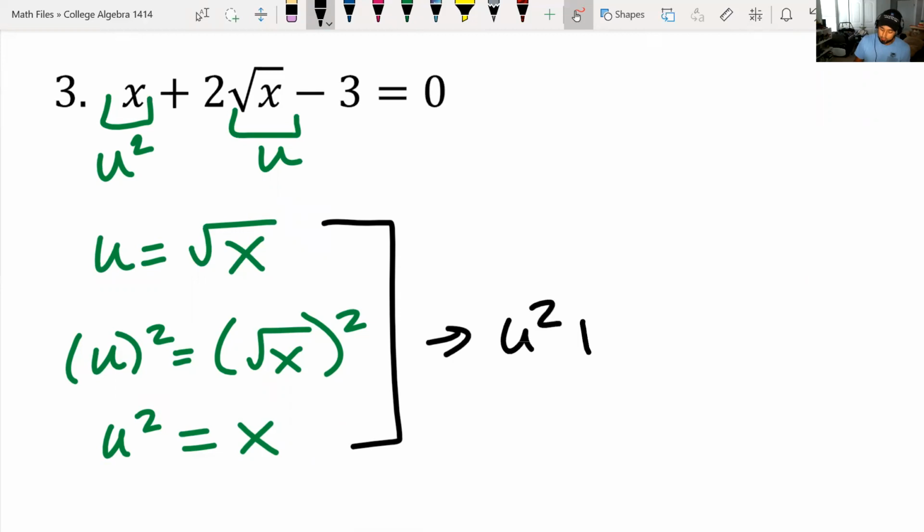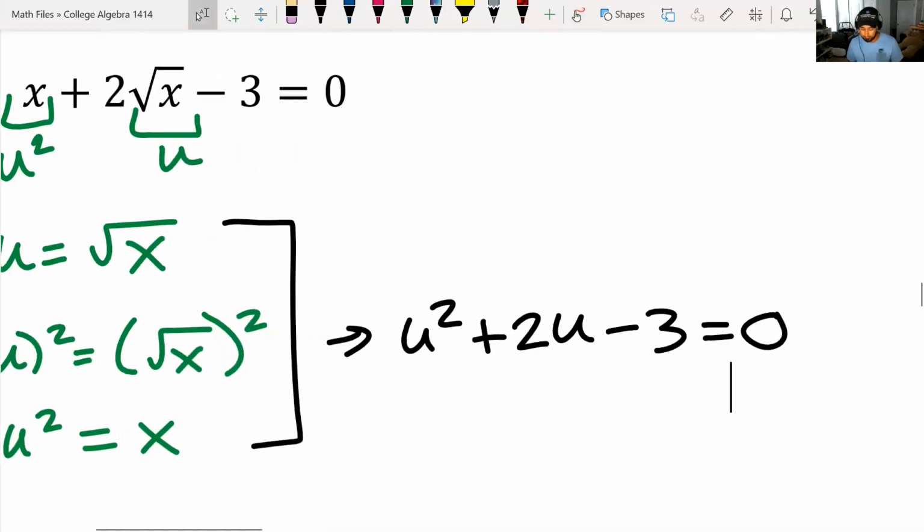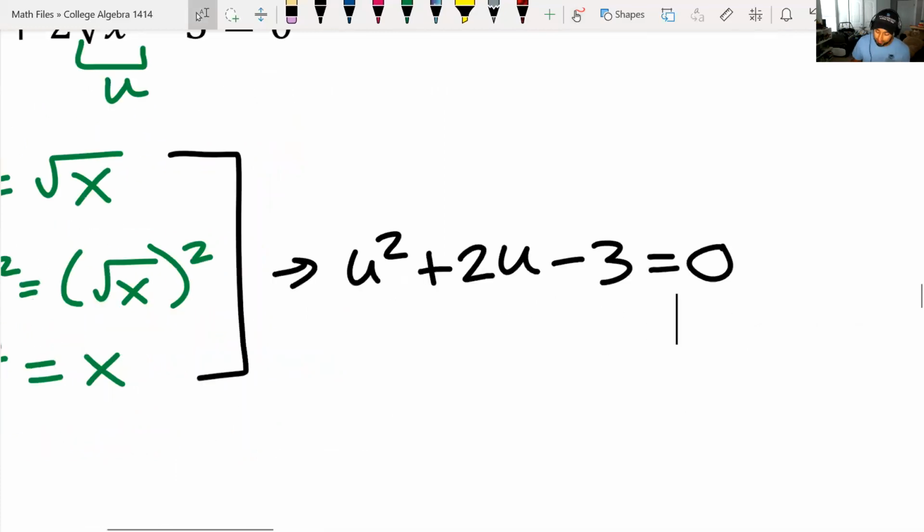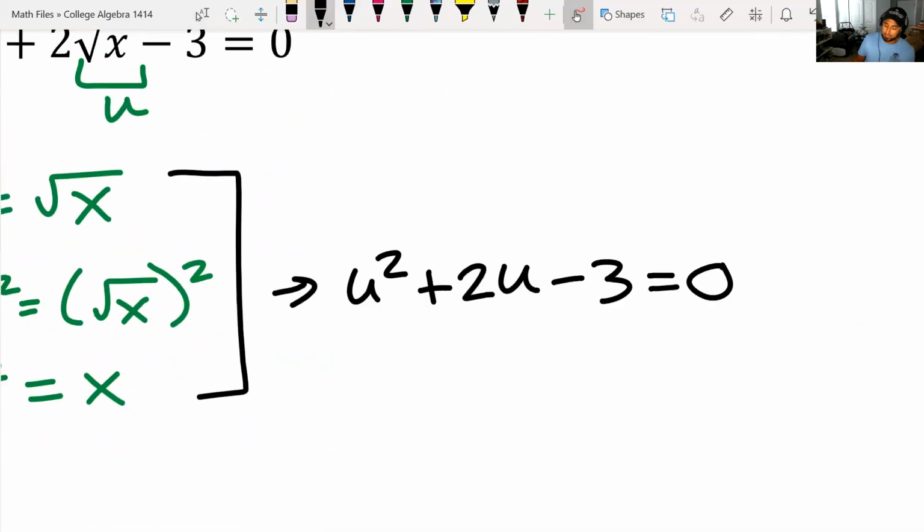U squared plus 2u minus 3 equal to 0. All right. Now factor. And again, hopefully it's factorable. If you come across something that's not factorable, we must complete the square on it. Let's hope we don't have to do that today. It'd be fun. Okay. Let's see if it factors.